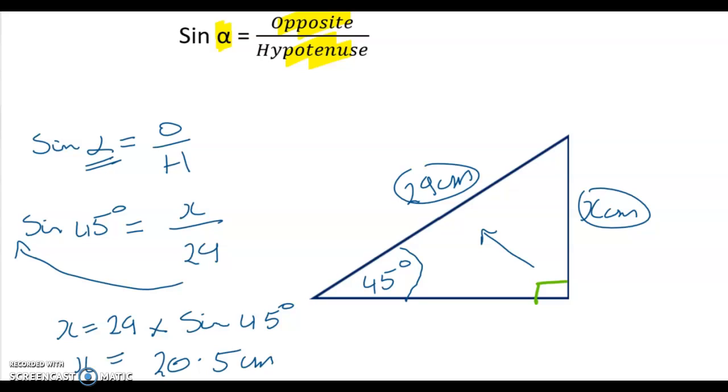Now if you're using a phone, you'll need to turn it sideways to get your scientific calculator. And most phones work slightly different. You would press 45, then press the sin button, and then times your answer by 29.